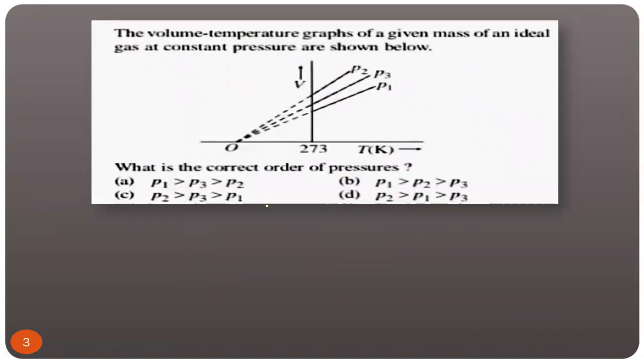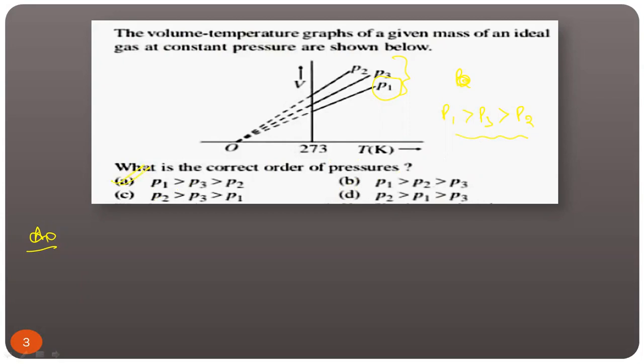Okay. Now let's move to the second question. Now, the volume temperature relation. We know this is a V by T graph, and volume and pressure are inversely proportional to each other. So what should be the correct relation? This last one is more, means P1, then there comes P3, and then there comes P2. So what should be the correct option? We will say P1, P3, and P2.